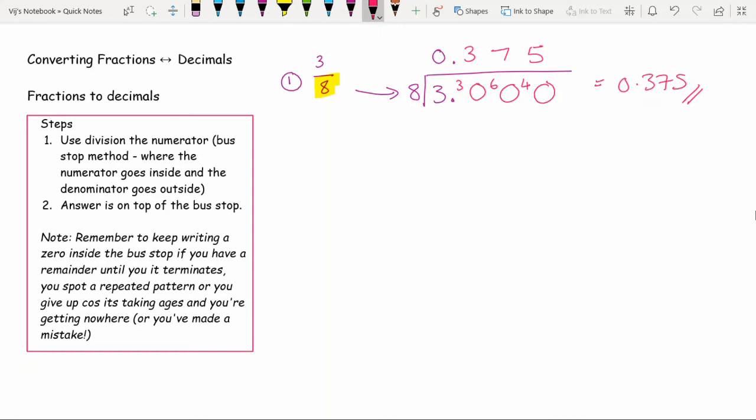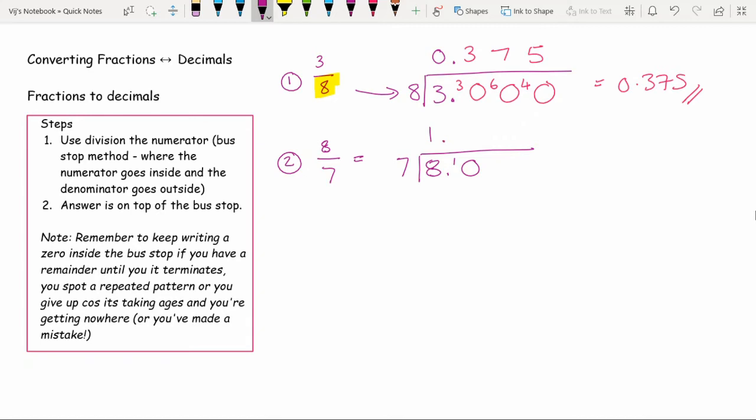Now for our second example, let's go for 3 over 7. Again, I'm going to have 7 outside the bus stop and a 3 inside the bus stop. Well, let's change it to an 8. So here we're going to see how many 7's go into 8. So 7 goes into 8 once, and I've got a remainder of 1.